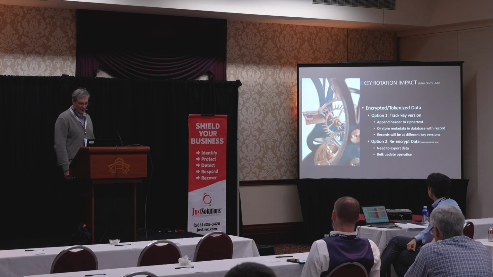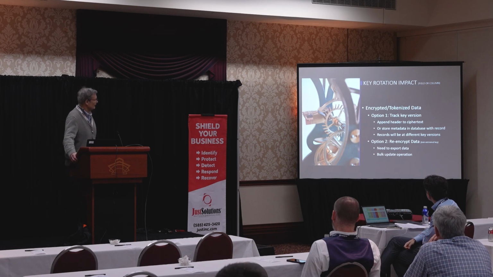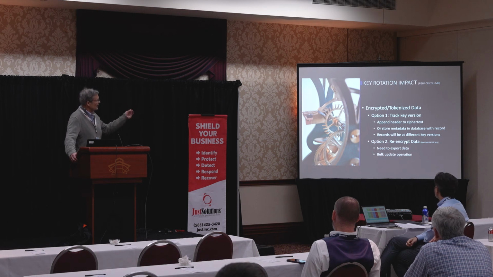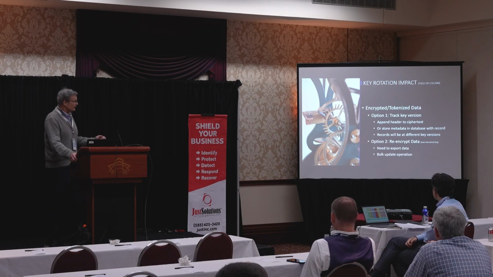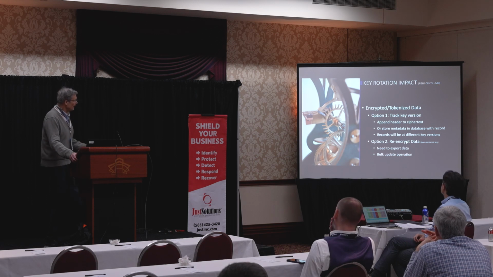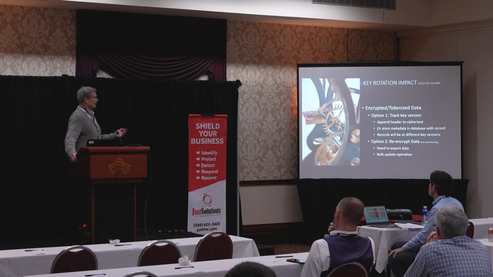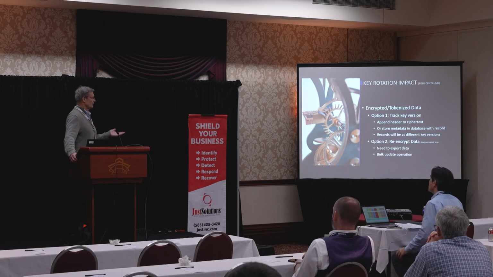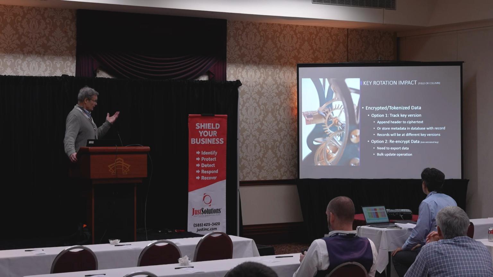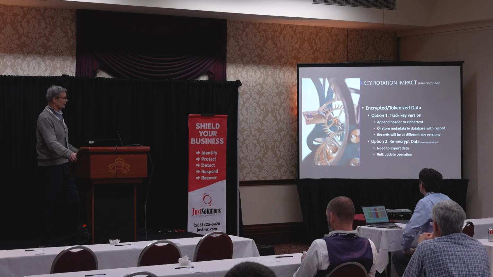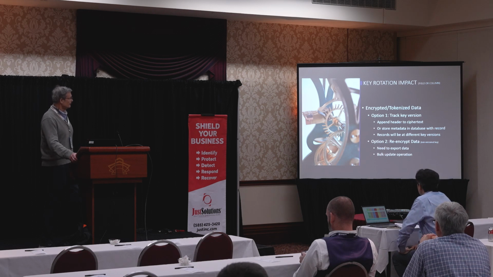And then finally, the scenario where we have field level or column level data. If we're talking about use cases, option 1 is where you're going to track the key version, right? You can either append that to the header of the ciphertext, or you can store that key version in another column in the database, right? But if you do that, all your data that's encrypted in those database files, or the flat files, will have different key versions. So it's more of a maintenance hassle to deal with that use case, in my opinion.